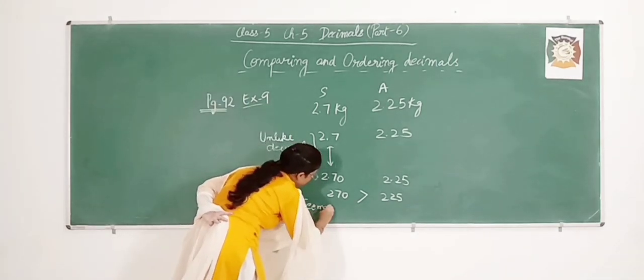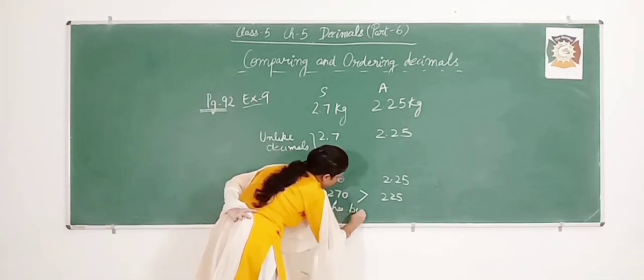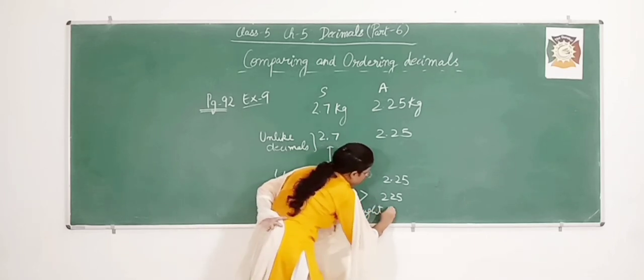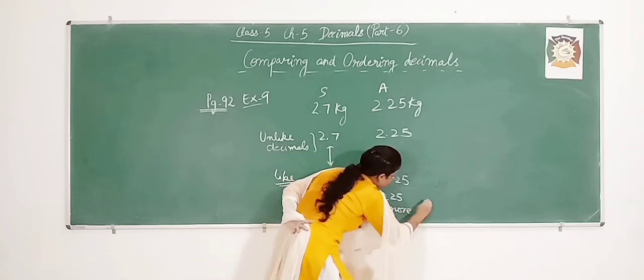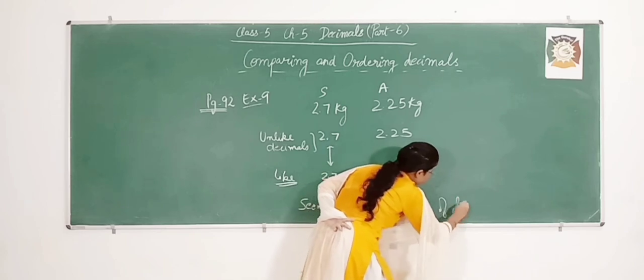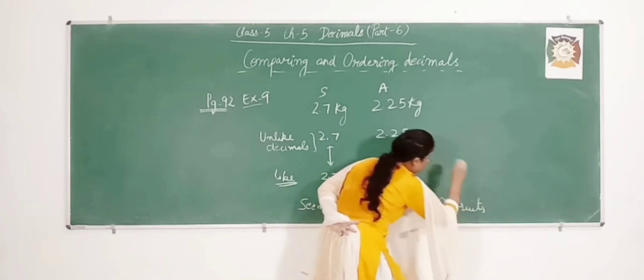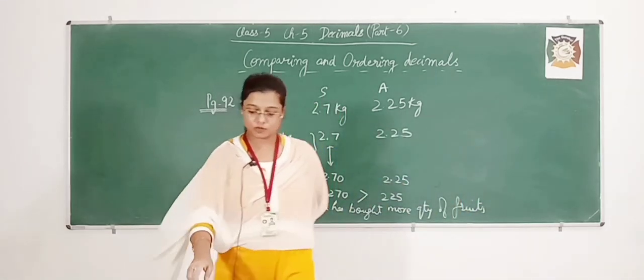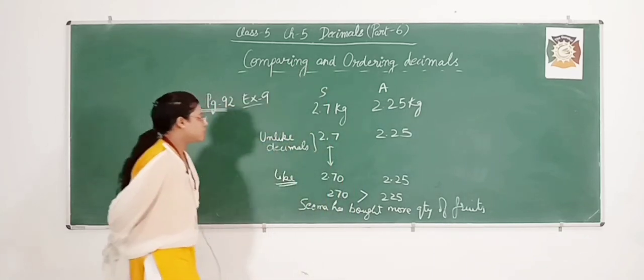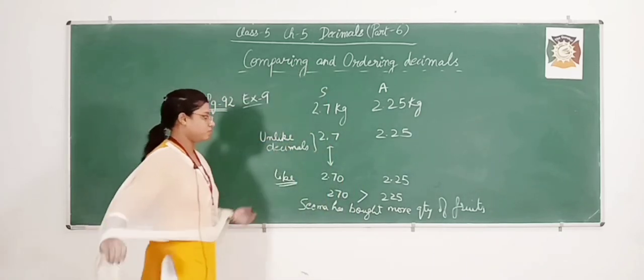Seema has bought more quantity of fruits. Alright friends, by this way you are going to compare decimal numbers.